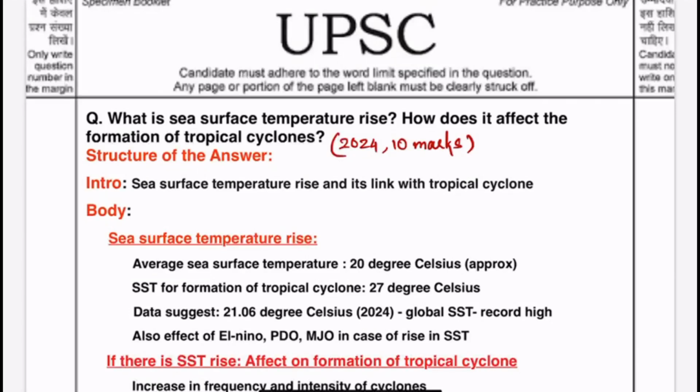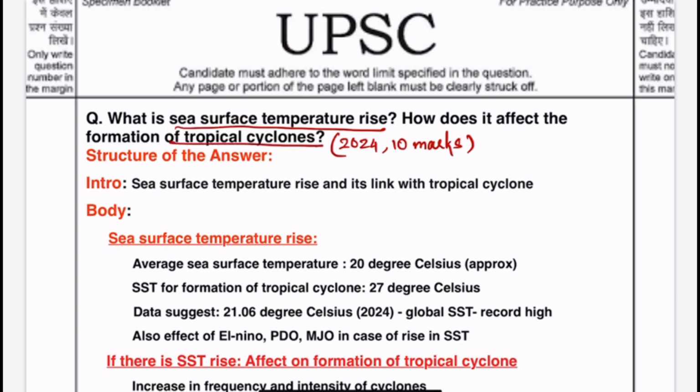Hello and welcome. Let us discuss this question that was there in 2024 GS1 mains paper and was asked for 10 marks. That is, we have to write in 150 words. The question is, what is sea surface temperature rise? How does it affect the formation of tropical cyclones?